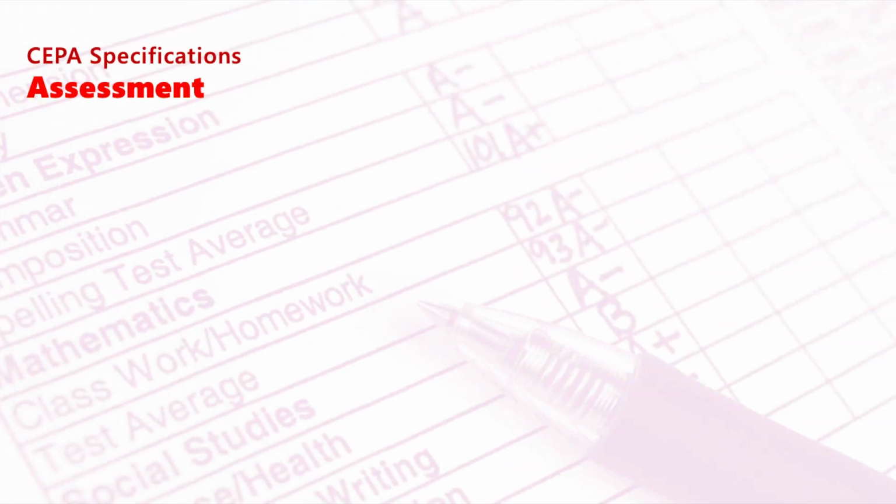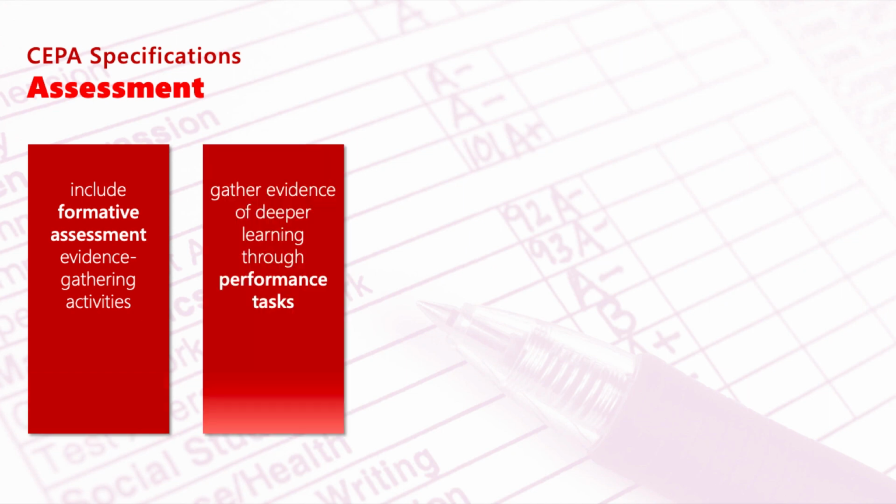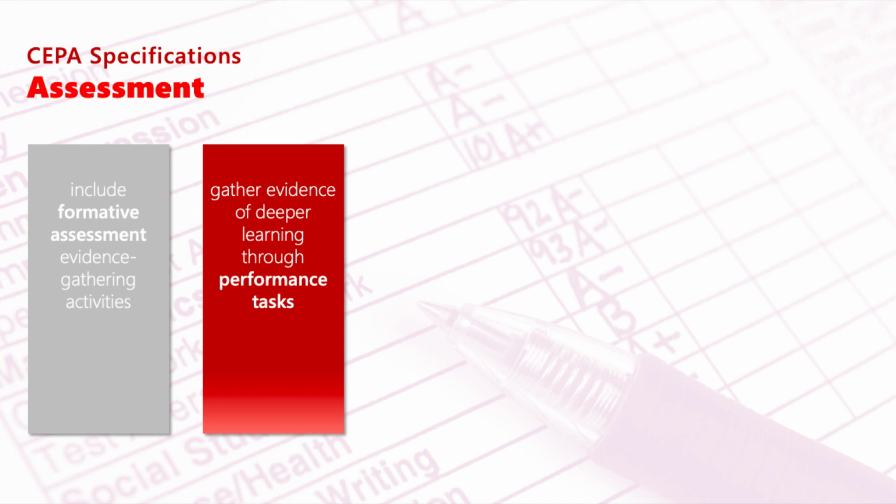The specs shown here pertain to assessment-related activities. As explained in Lesson 2, formative assessment activities should be planned components of lessons. They include checking students' understanding of concepts and skills during the learning. Performance tasks should generate student work products or performances that reflect deeper learning and are scorable for summative purposes.